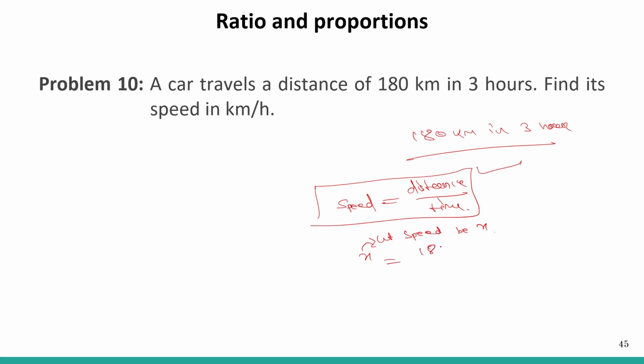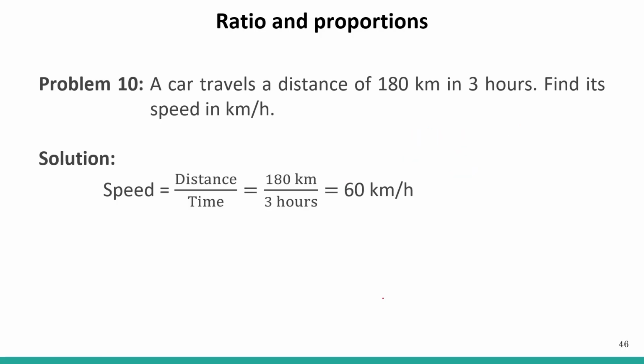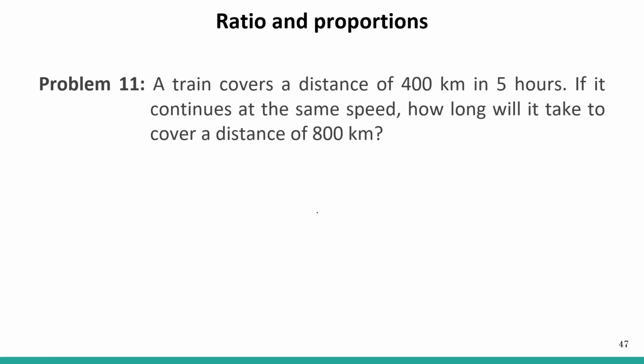Speed is distance by time. Distance is given in kilometers, that is 180 km, and the time is given in hours, that is 3 hours. So this is nothing but 60 km per hour. So the speed of the car is 60 km per hour, and this is the final answer. Here we used the speed distance time formula, 180 km by 3 hours, that is 60 km per hour. So let's see problem number 11.